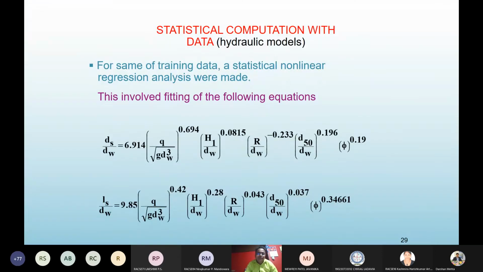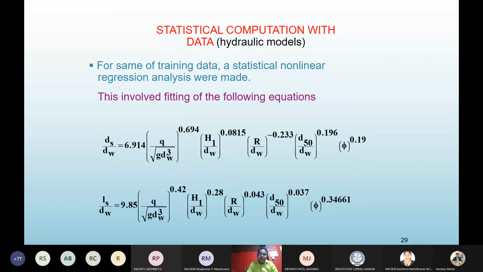I have derived these with about 75% training data. These are my coefficients and powers. Please observe them. In the same way I will prove it with a neural network. You cannot see any neural network in these papers, which is what I am going to show you today.